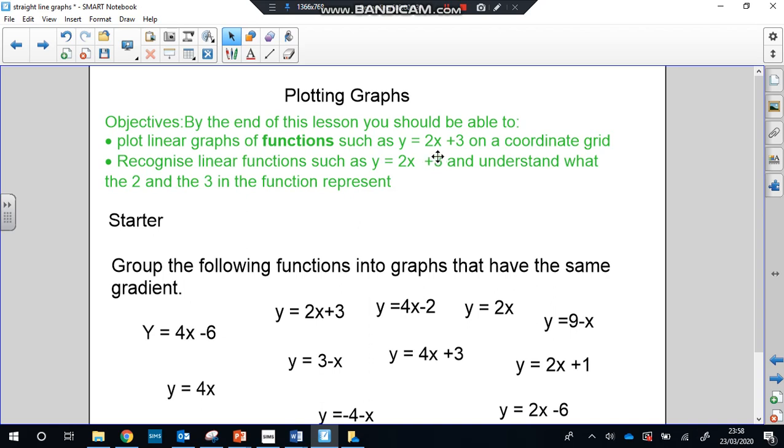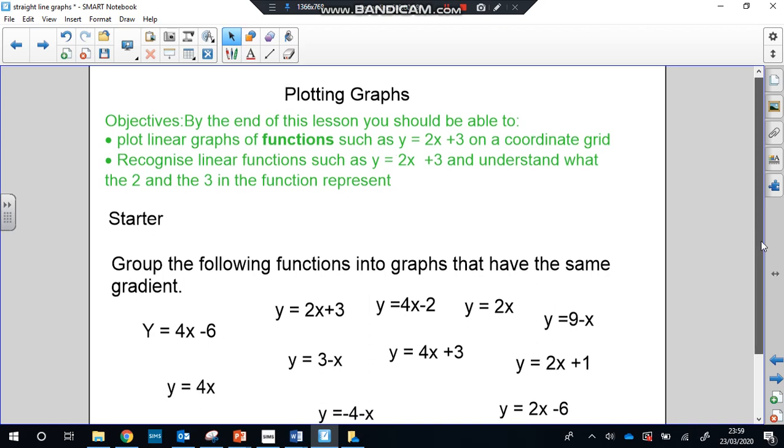So last lesson we talked about the number multiplying the x representing the gradient, but it's only when it's in this form, y equals some x's plus a number. The number in front of the x that's multiplying the x is the gradient.